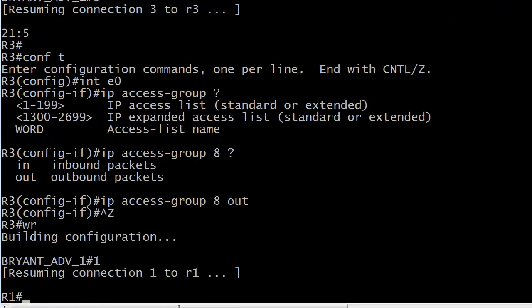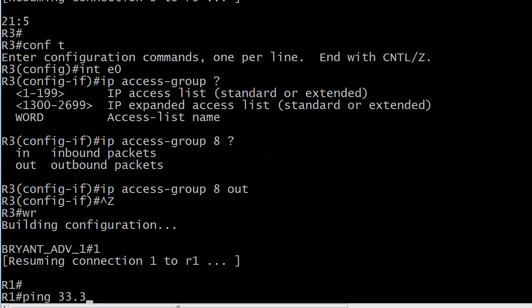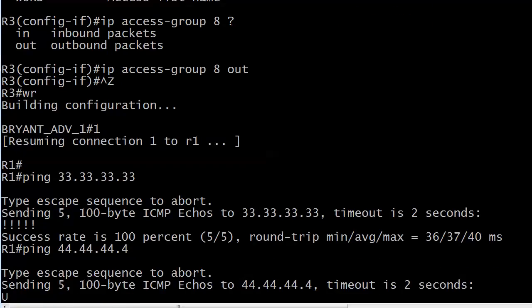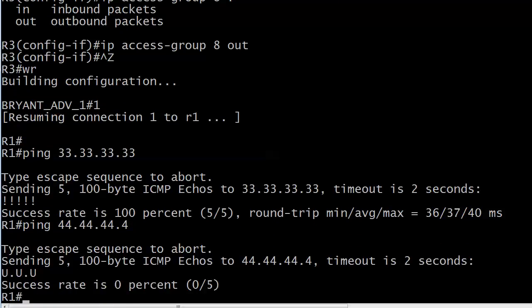And now let's send some pings over. And look at this. It's our old friend U.U.U. You thought you'd never see him again. See what I did there? I know, I'm sorry. But seriously, that's what you're going to see on a Cisco router if you send a ping and it's been blocked somehow.